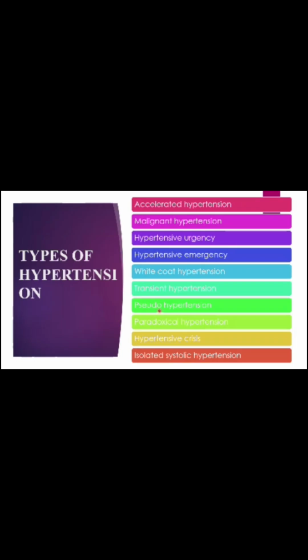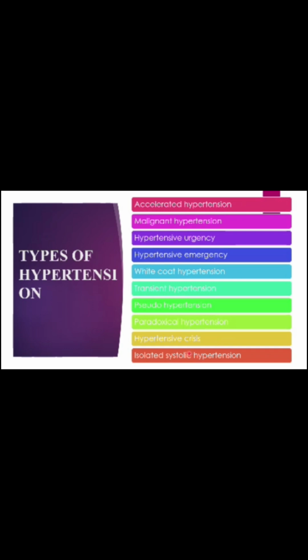Then pseudo hypertension. Pseudo hypertension means an increased BP which is false, a false BP increase. It mainly happens in old age people. Then paradoxical hypertension. Paradoxical hypertension means BP suddenly increases even while antihypertensive drugs are being taken. In respiratory or cardiac conditions, paradoxical hypertension can occur. Then hypertensive crisis. Here, hypertensive emergency and hypertensive urgency are both included within hypertensive crisis.